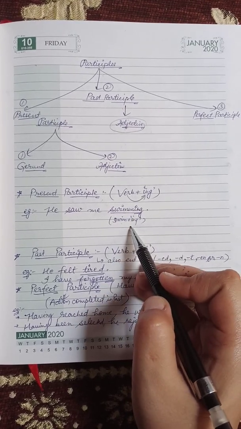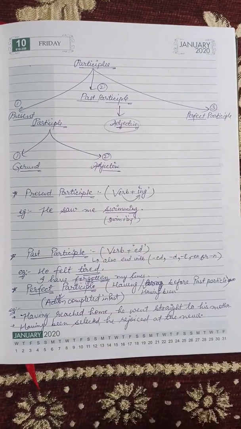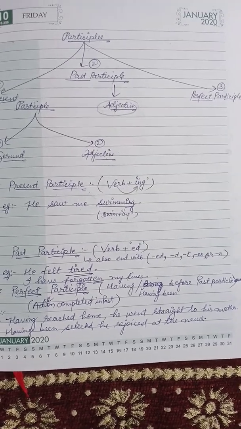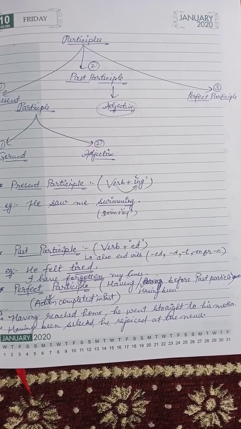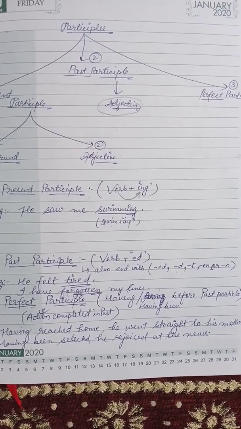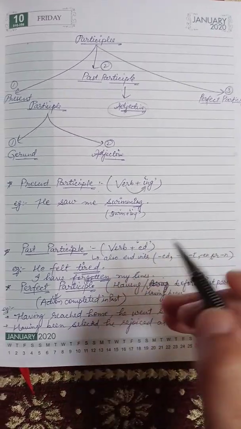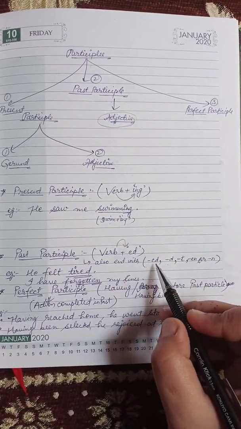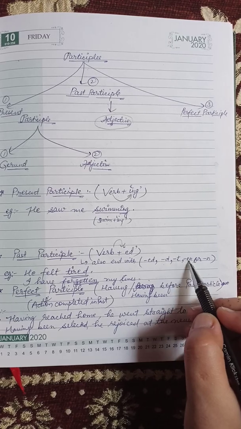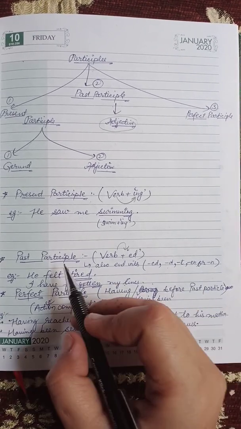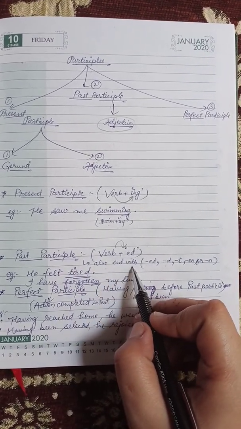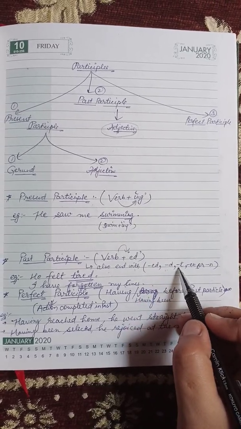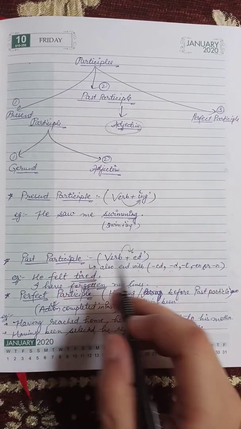With that, if you are using ing, it is categorized as present participle. Now let's talk about past participle. If ed, d, t, en or n is added to the verb, or you can say the verb that is ending with ed, d, t, en or n, it is known as past participle.